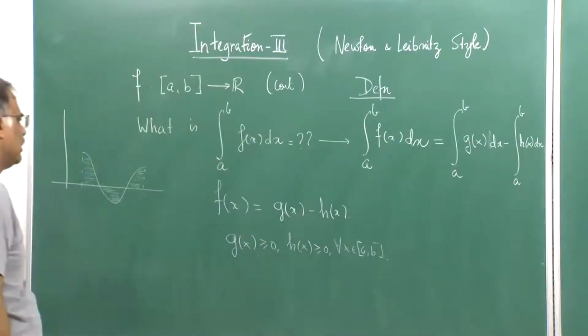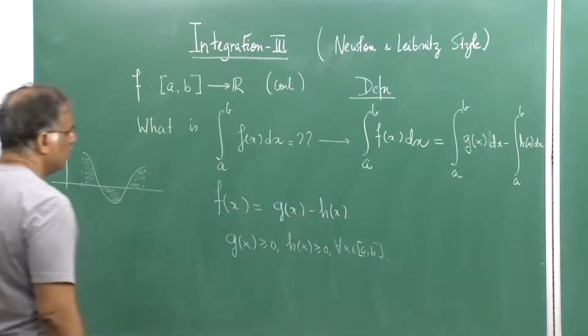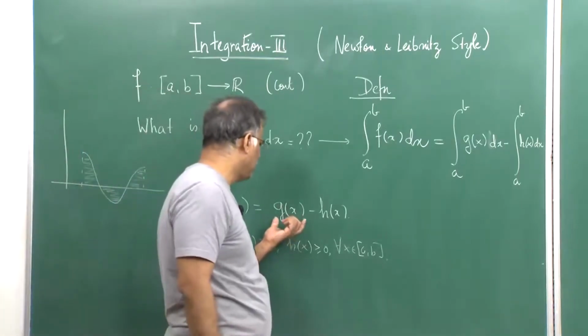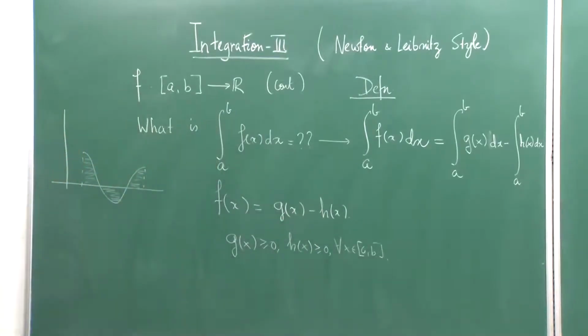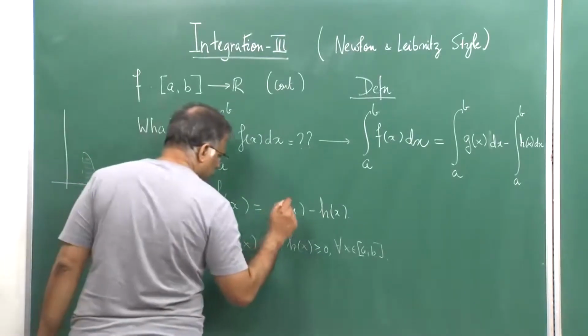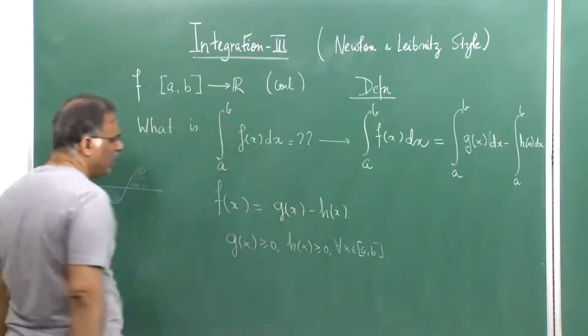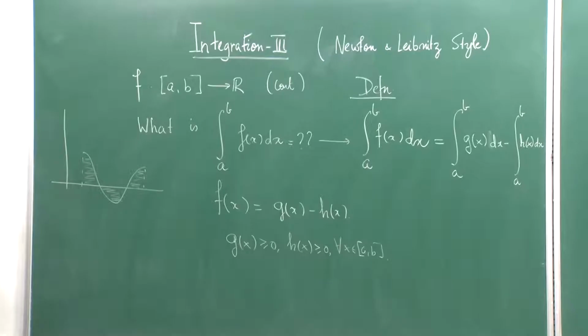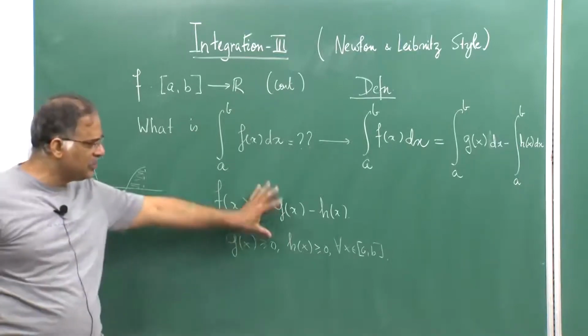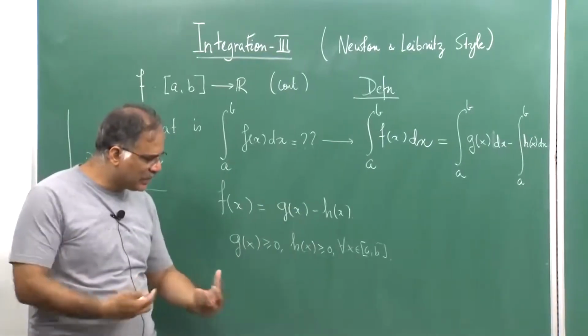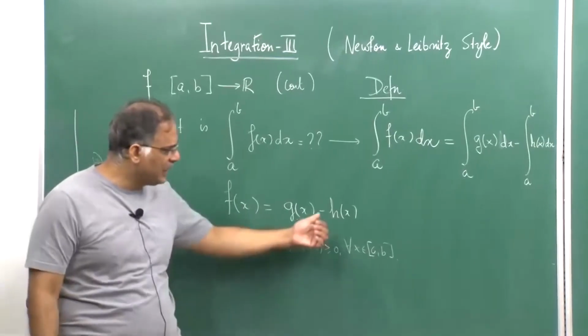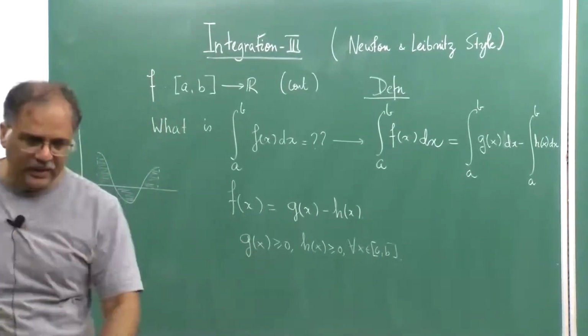So what it says is that if f has g(x) and h(x) as its components, that is f(x) is equal to g(x) minus h(x), then the integral of f(x), the area under f(x), means that you first calculate the area under g(x), then calculate the area under h(x) and subtract it. So anything with a negative sign has a negative area, that sort of idea is in here.